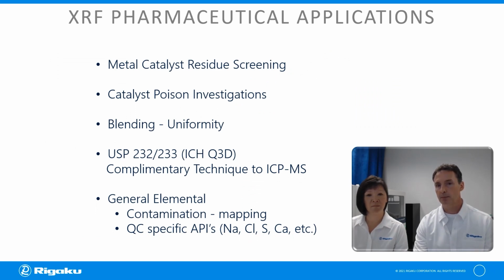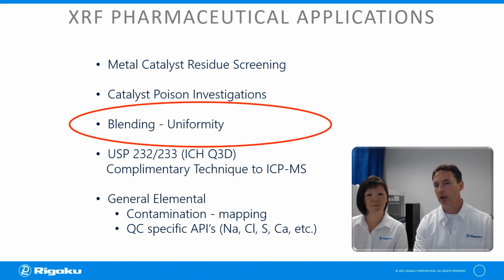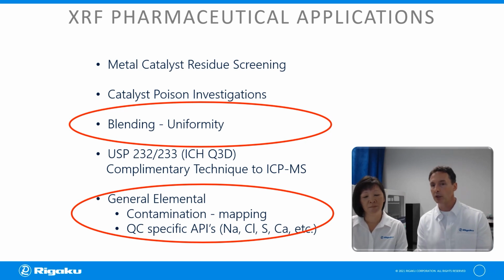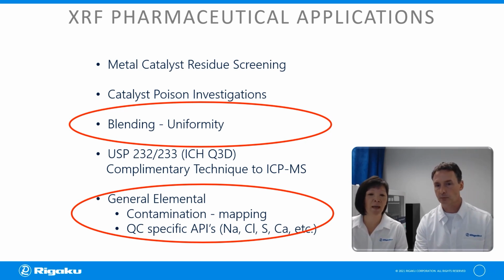Okay, so as I mentioned, there's a variety of different applications. The ones that we're gonna focus on here are blend uniformity, as well as contamination analyses using mapping. There are some features to a couple of our instruments that will really help support that. And mapping in the sense of microanalysis. Yeah, exactly. So not necessarily looking like you would under an SEM, but in support of finding little specks and things like that. You don't have to map the whole area, just find out what that little speck is.